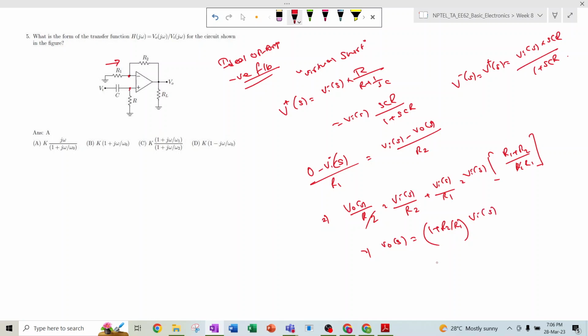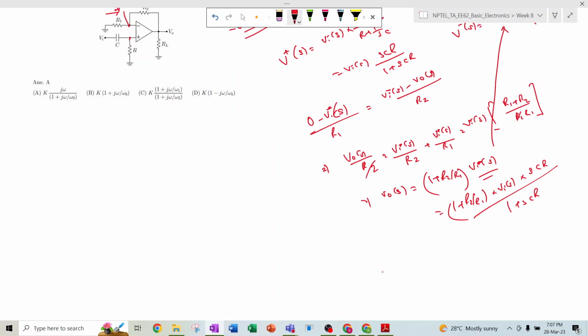Now if we put the VIS, sorry, it will be V minus S. Everywhere it will be V minus S, because this potential is V minus S. So putting this V minus S from here, it will be VIS into SCR divided by 1 plus SCR.